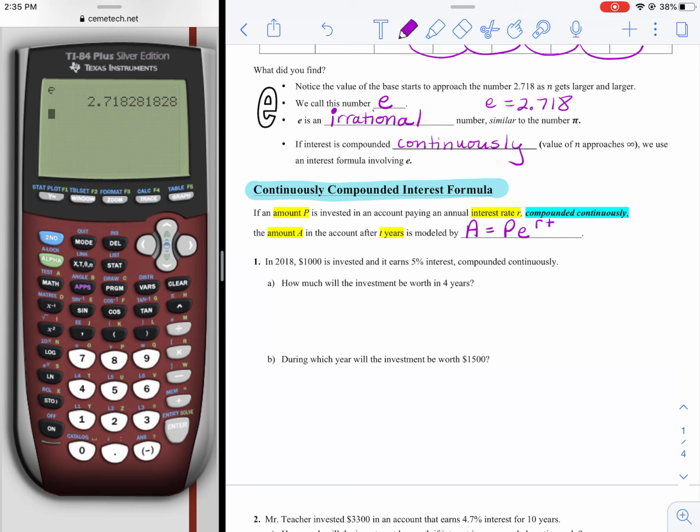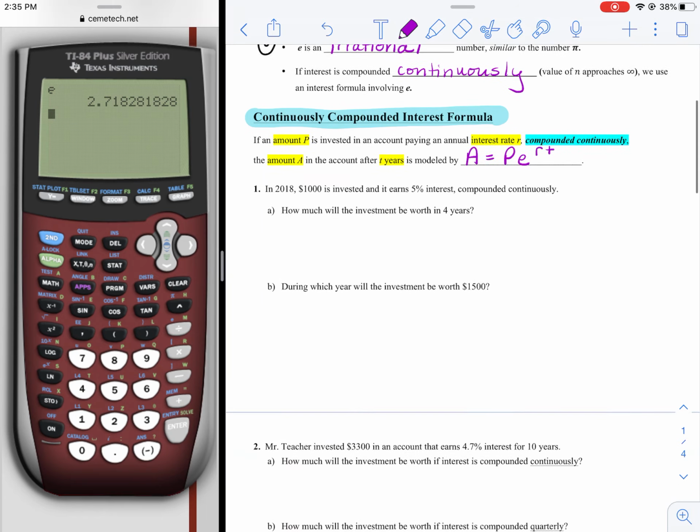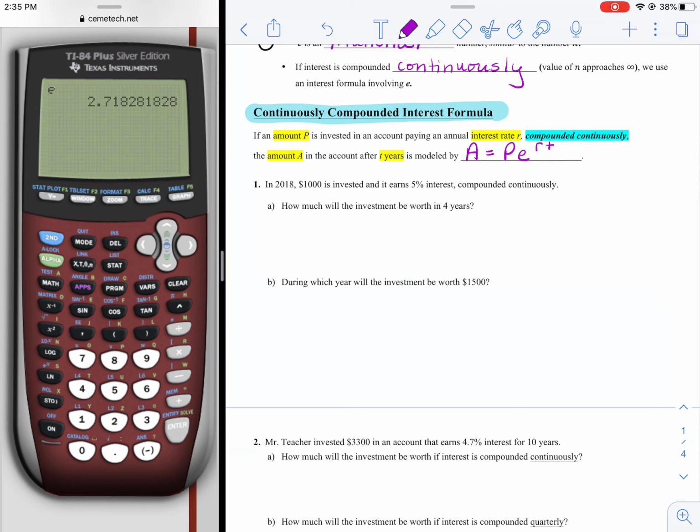And you'll notice we no longer have N because N is not defined by a number. It's compounded continuously. Also note that E is a number. We're going to use the button on our calculator. We're not going to use 2.718, and it's not a variable. So when we plug numbers in, we're not plugging anything in for E. We're going to use the button on the calculator.